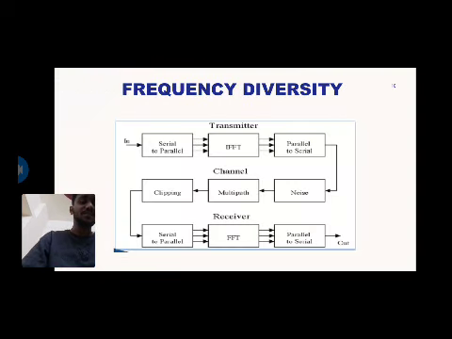Frequency diversity. Serial to parallel, transmitter, IFFT, parallel to serial, and the channel consists of noise, multipath and clipping. Then serial to parallel, FFT, and parallel to serial out.